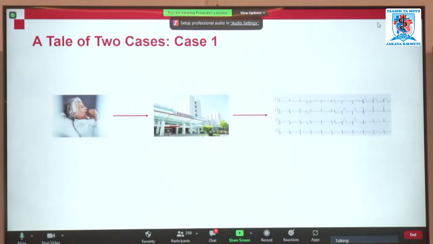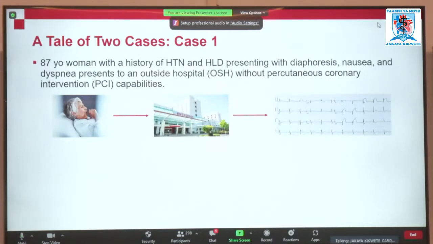So I want to start by talking about a tale of two cases that I think illustrate the concept about acute coronary syndromes and the different kinds of care delivery that we sometimes see. I'll tell you about an 87-year-old woman with a history of hypertension and hyperlipidemia who presented with diaphoresis, nausea, and dyspnea. She presented to an outside hospital without percutaneous coronary intervention. This is not uncommon where I trained and where I worked for some time in the northeast of the United States. Not every city has PCI-capable hospitals, and we frequently have to make decisions about what to do with patients when they show up to the emergency room when they can't get PCI.